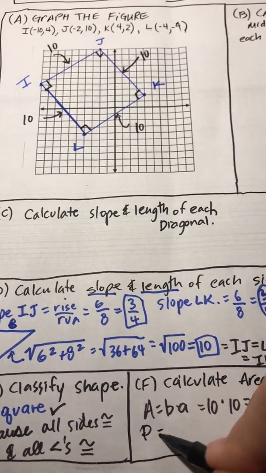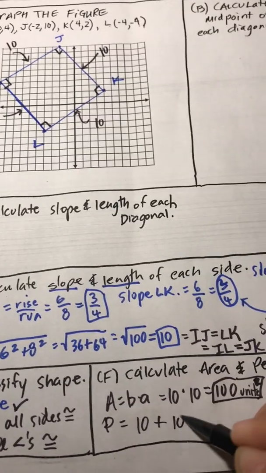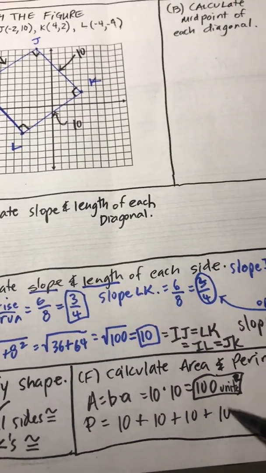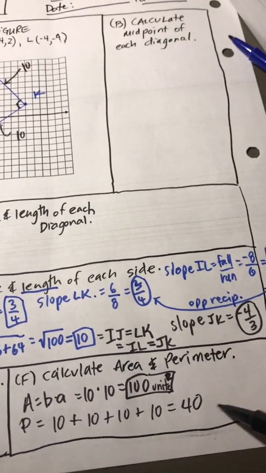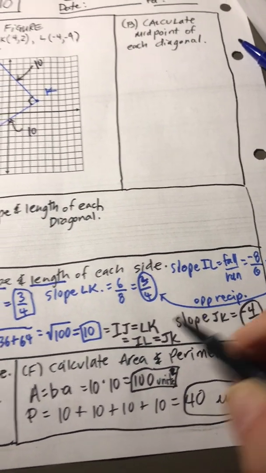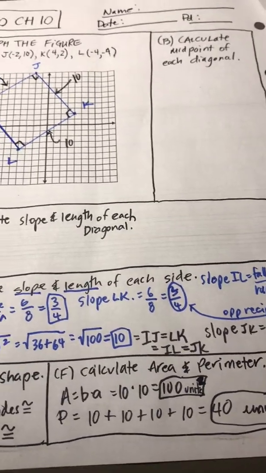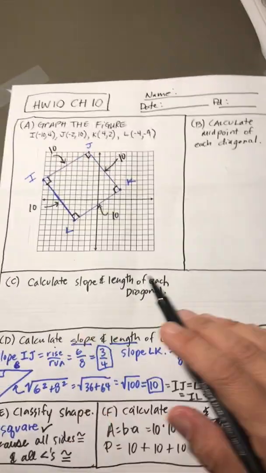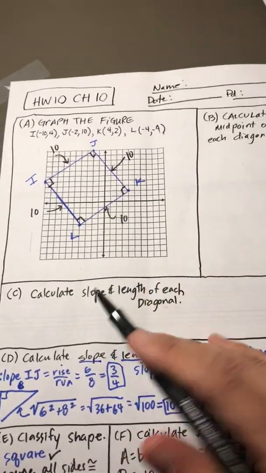Okay? Now for my perimeter, that's even easier. It's 10 and 10 and 10 and 10, or 40. Awesome. 40 units long is the perimeter, and this is 100 units squared. Cool. So to finish out the problem, even though I don't need these diagonals, it helps.